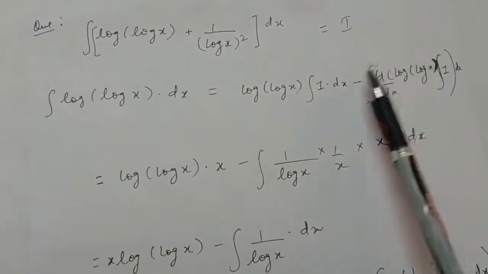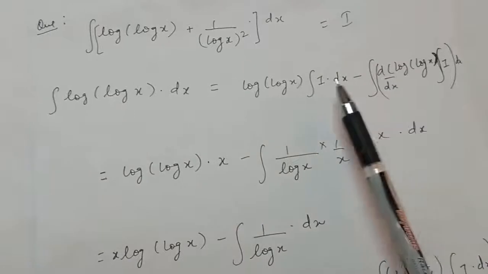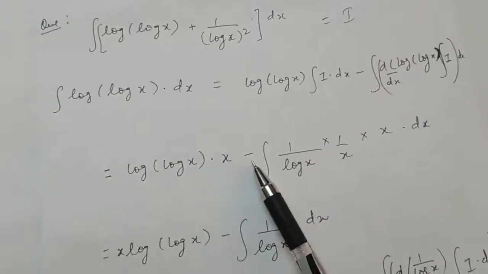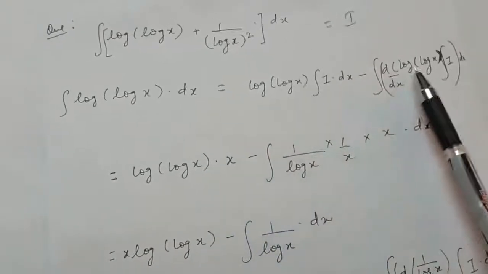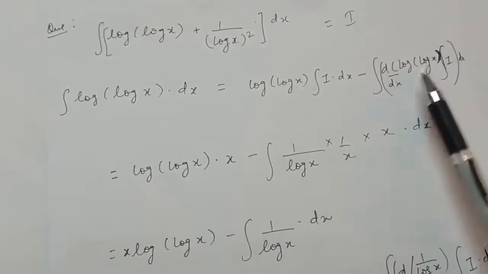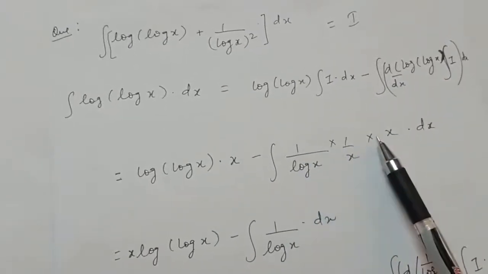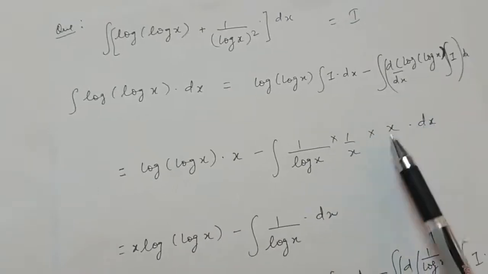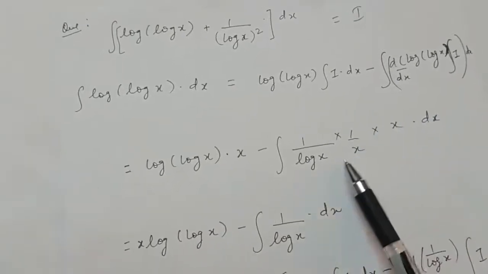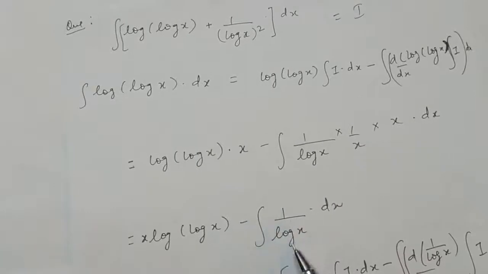So when you apply the formula, you will get this. Now, integral of 1 is x, minus integral of derivative of log x, which is 1 upon log x, into 1 upon x, into integral of 1, which is x. This x will get cancelled, so you will get integral of 1 upon log x.